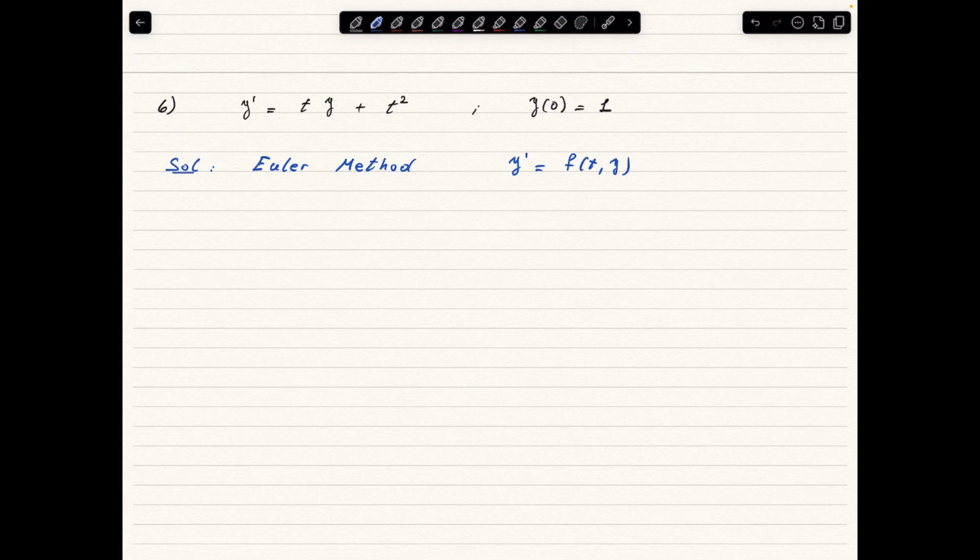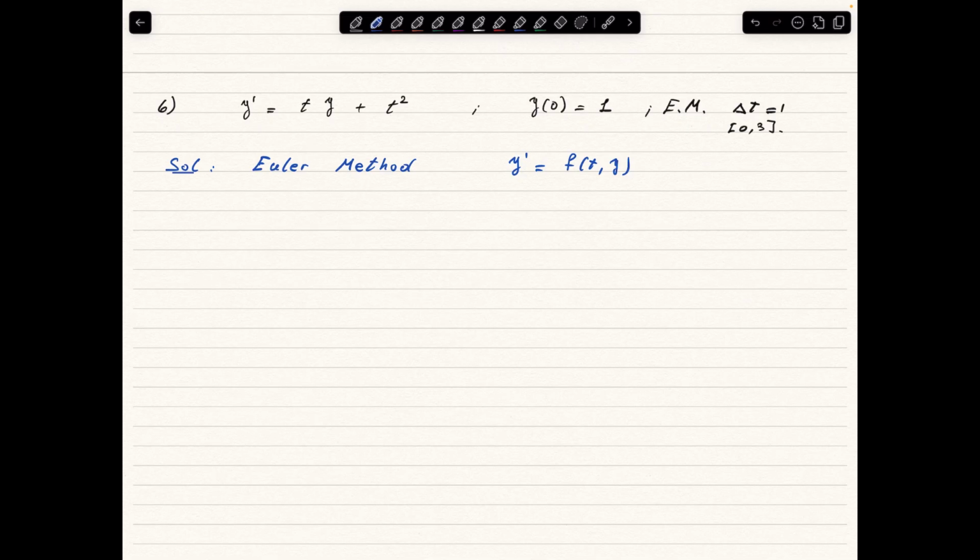And I think the problem said something like, let's write it down here, that we need to use the Euler method with delta t equal 1 on the interval 0, 3. We need this data to solve the problem. So this is our differential equation. Recall what is the main formula for the Euler method.